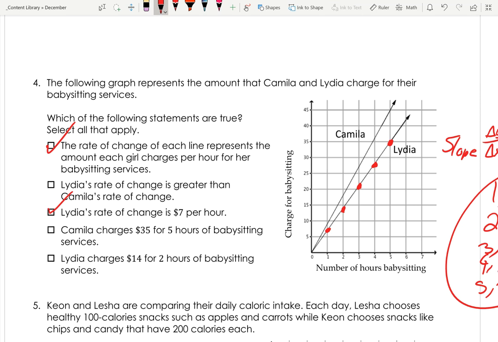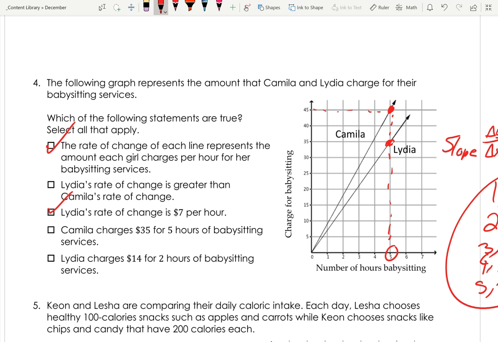Camilla charges $35 for 5 hours of babysitting. Well, Camilla at 5 hours is not charging $35. At 5 hours, Camilla is charging $45. That's false. Lydia charges $35 at 5 hours, but not Camilla. So Camilla does not charge $35 for 5 hours babysitting. She charges $45. So that statement is false.